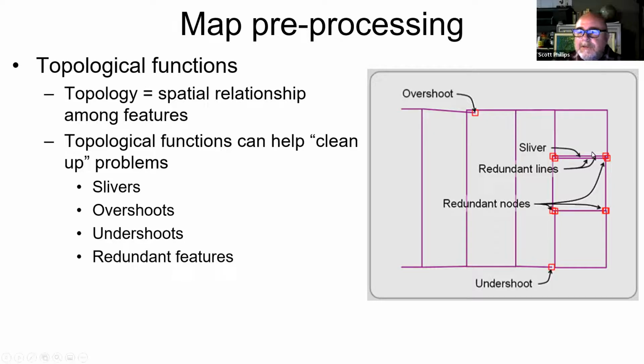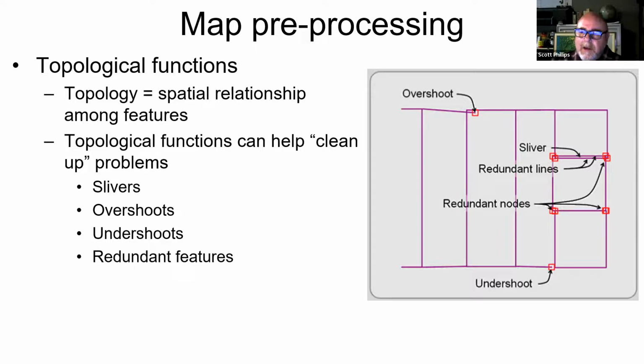Problems can include slivers, which is where you have two lines that are very close together, and where it should be a single line that splits two features. It's not quite right, and you end up with a little sliver of a polygon that shouldn't be there. You can have an overshoot where one line went too far over the other one instead of snapping to it. Or undershoots, which is the opposite problem, where it didn't go far enough, it didn't quite snap to that line, leaving a gap there. And sometimes you can have redundant features. You might have two lines that are separating a polygon rather than a single line. And those are considered topology errors.